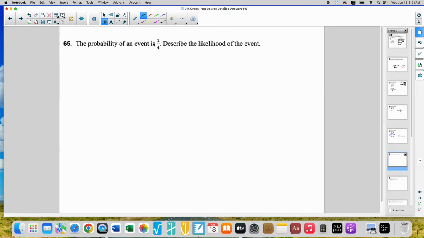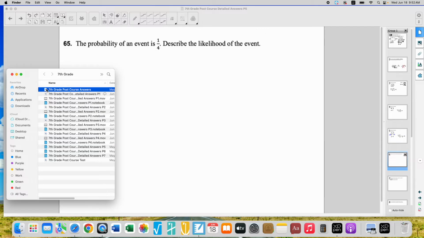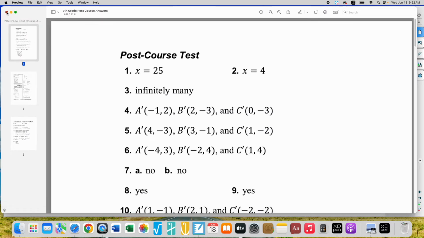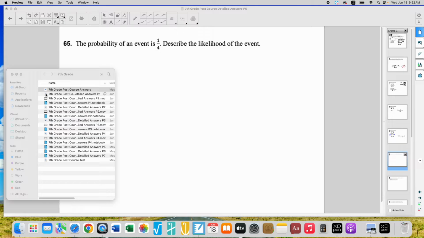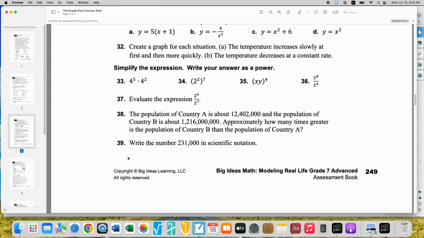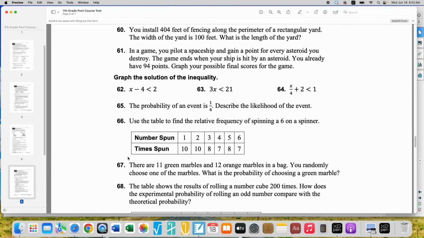The probability of an event is 1/4. To describe the likelihood of the event, the likelihood is going to be... did I miss a different part of the question? 65. Let's see, 65. That's the answers. That was a weird course test. Here we go. Let's look at 65. Did I miss something in that question? 65.